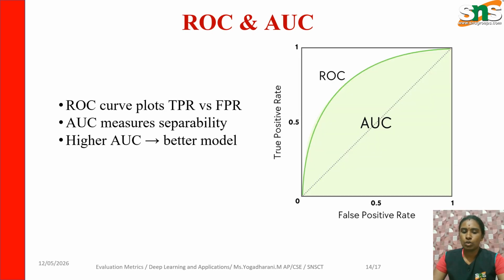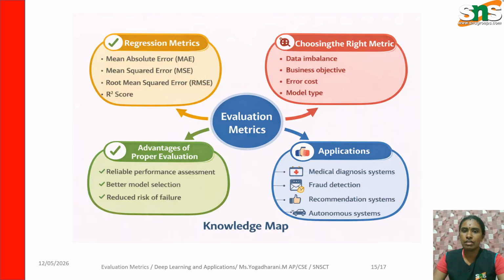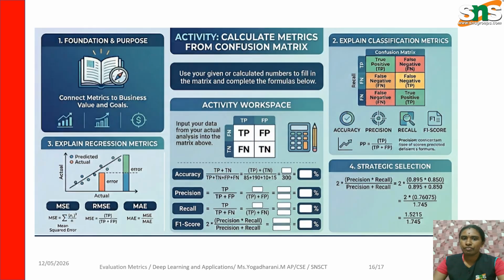The ROC curve plots true positive rate against false positive rate. It shows model performance across different thresholds. AUC stands for area under the curve. ROC and AUC are very useful for comparing classification models. This slide shows the summary of evaluation metrics, and this is the mind map for evaluation metrics.